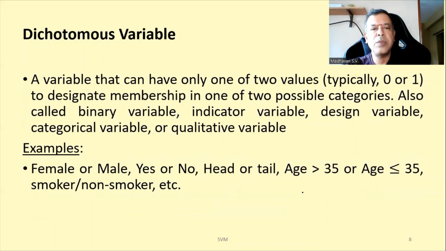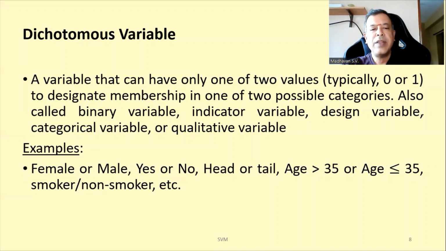Next one is a dichotomous variable. From the name itself, we can understand that it can only take two values. So it is a variable that has only one of the two values. Typically, you call it binary, typically 0 or 1, to designate membership in one of the two possible categories. It is also called a binary variable because it can take 0 or 1. When you assign the numbers, if presence, you assign it as 1; if non-presence or absence, you assign it as 0.